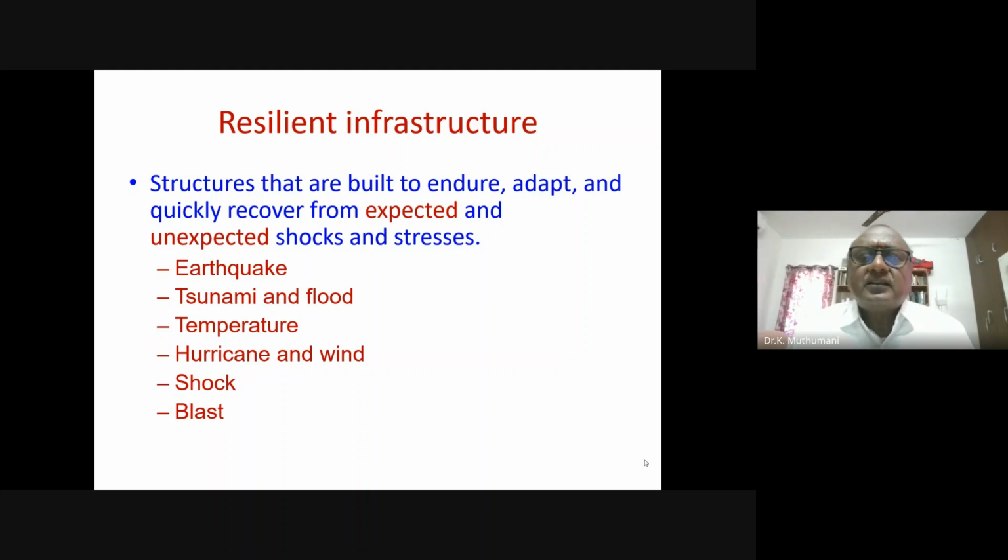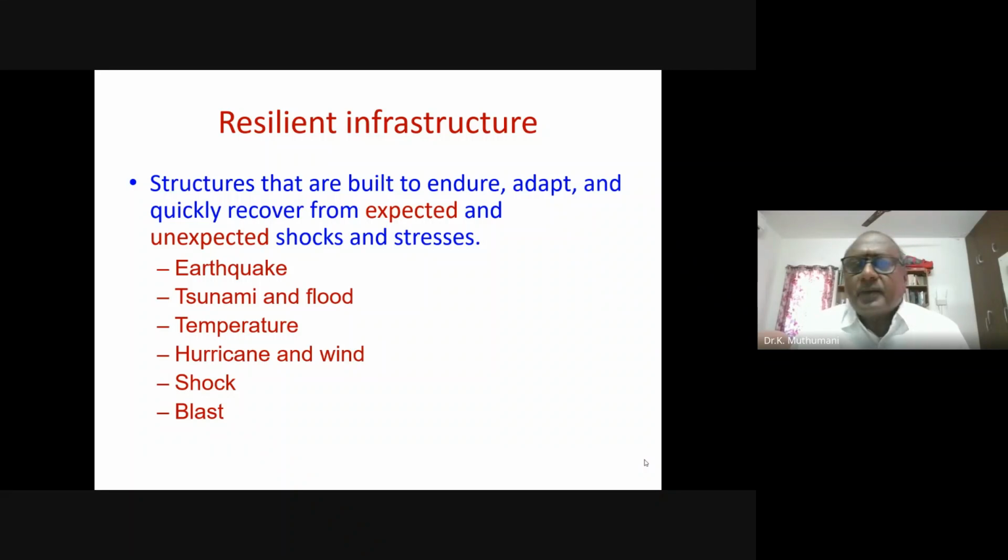But what resilience is, in addition to all the loads that we design for, there are also some kind of expected or unexpected things that can happen. For example, we have a code on earthquake, so we can expect earthquake load to be there, and there can be a tsunami if your structure is very near, and then there can be flood due to rain, or temperature due to fire, or hurricane, or the cyclone wind forces, or maybe a shock or blast. So there are so many other aspects of possible loads which may occur in the structure during its lifetime.